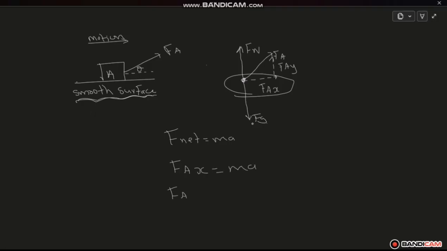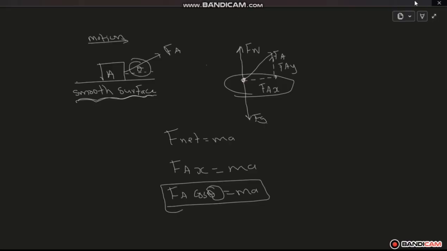We can simplify it further. We know that here we're having cos. Let me write it smoothly. We have FA cos theta equals MA. Do not forget these, good people. So the theta is the one that will be given on the diagram there.